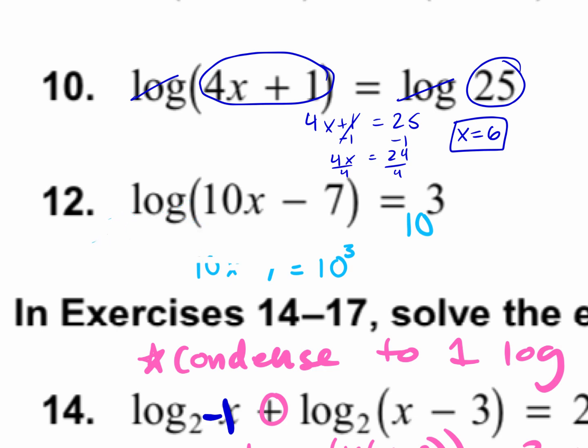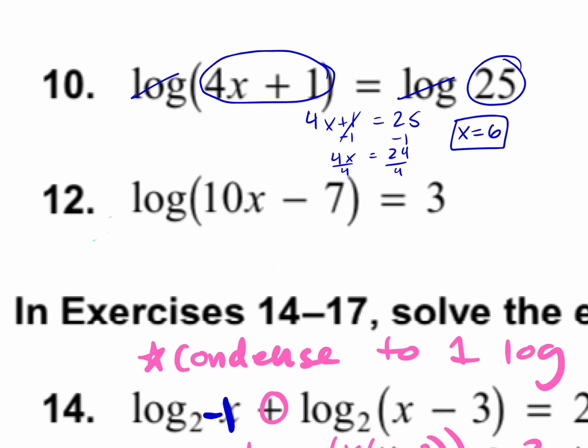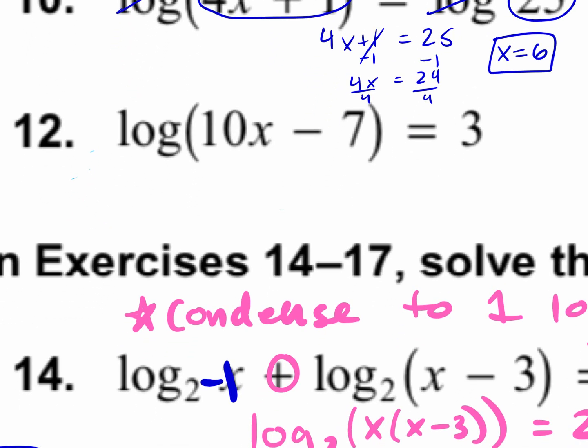We started 12 yesterday, but I'm going to erase it so we can do it again. So let's take a look at 12. Now when we only have one log on one side, we can't just cancel out the logs. What do I need to do?